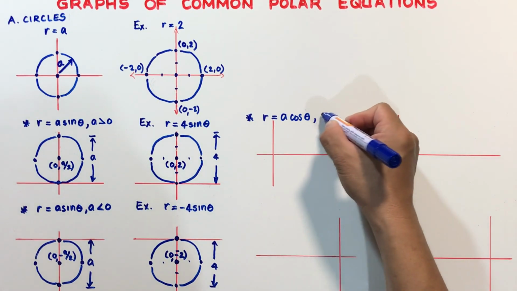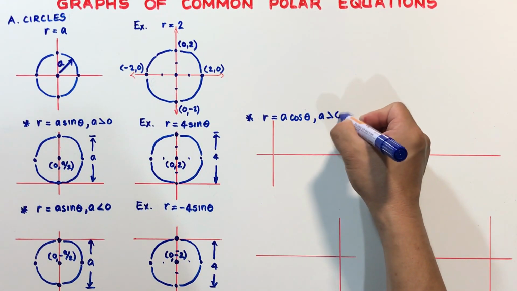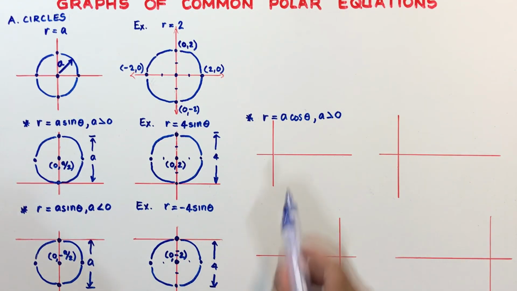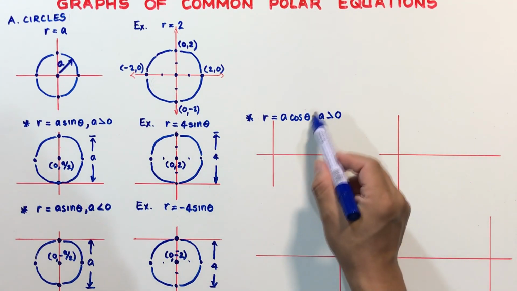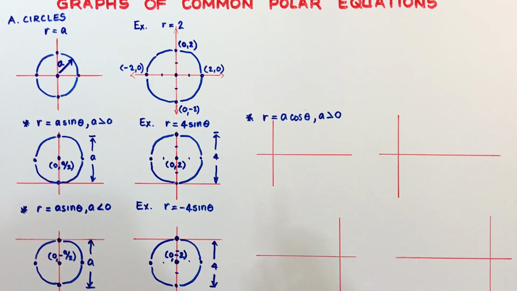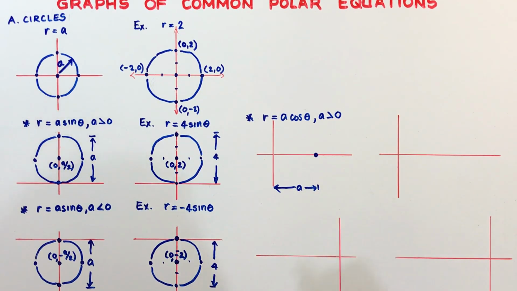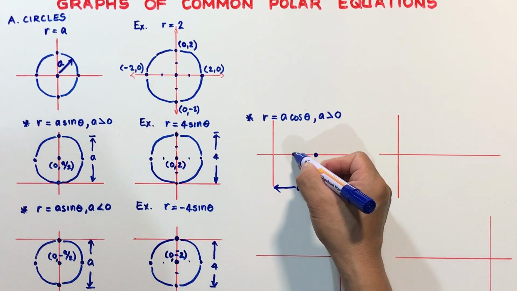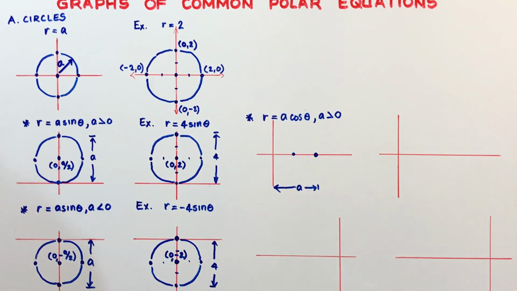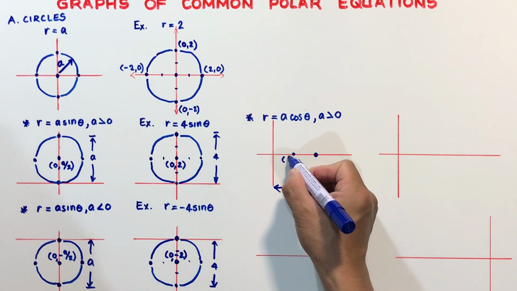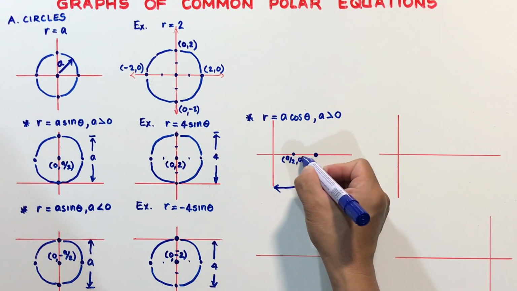And when a is greater than 0, which means it's positive, then it's a circle whose center is along the x-axis, and because a is positive, the circle is to the right of the y-axis, but still it has a diameter of a. So you go a units to the right because this is the diameter of our circle. So our center is halfway to a, so that is a over 2. Therefore, it has coordinates of a over 2, 0.